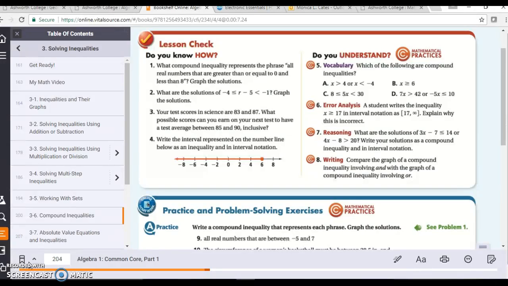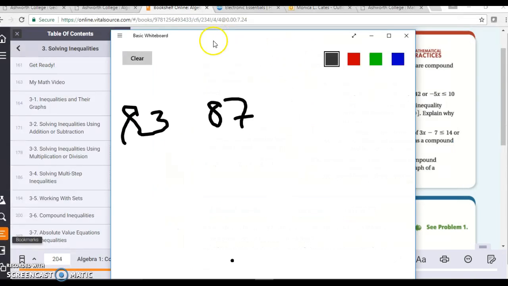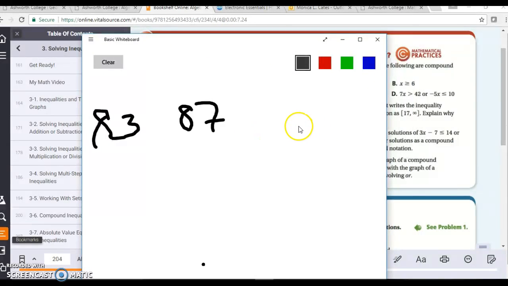So first of all, what does it mean to be inclusive? Inclusive means that those numbers are actually included in our value, so they're equal to. And we know that the average is between 85 and 90. So let me pull up my whiteboard. I have the 83 and 87, and I want my average to be between 85 and 90. And I want to know which test scores I can get.